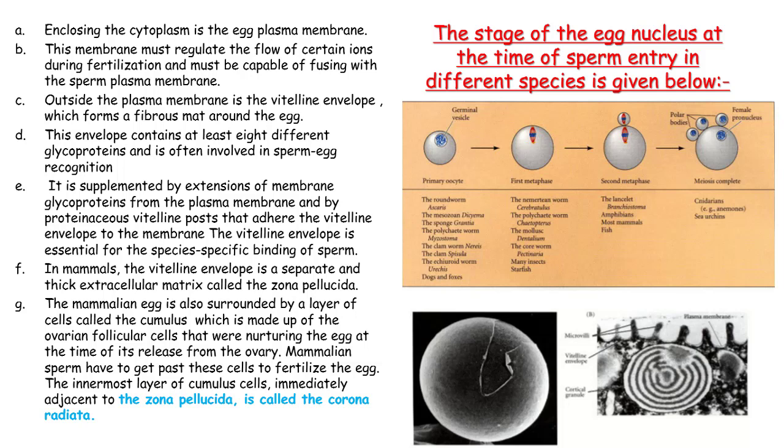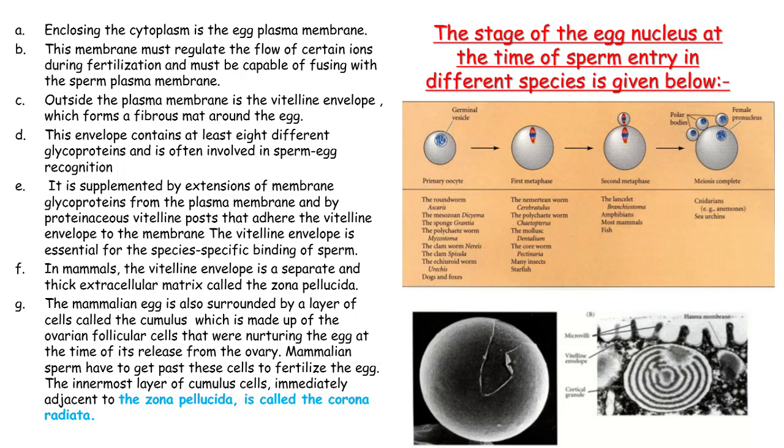This envelope contains at least 8 different glycoproteins and is often involved in sperm-egg recognition. Okay, in the fourth point, learn and keep this in mind: at least 8 different glycoproteins, and is often involved in sperm-egg recognition.